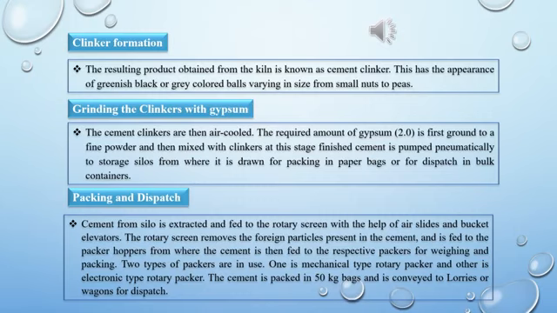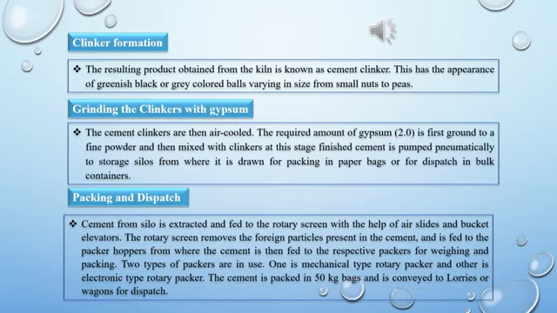Now students, the next process is grinding the clinkers with the gypsum. The cement clinkers are then air cooled. The required amount of gypsum is first ground to a fine powder and then mixed with clinker. At this stage, finished cement is pumped pneumatically to storage silos, from where it is drawn for packing in paper bags or for dispatch in bulk containers.